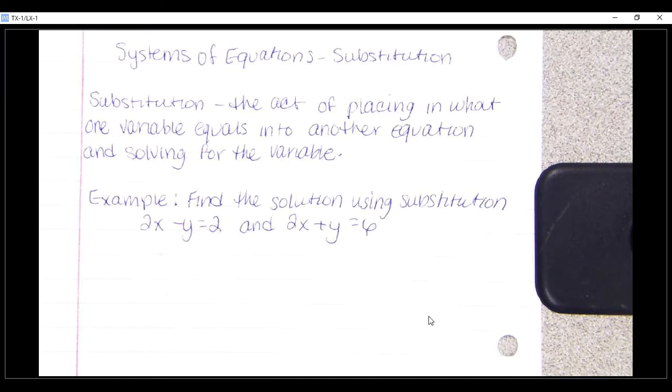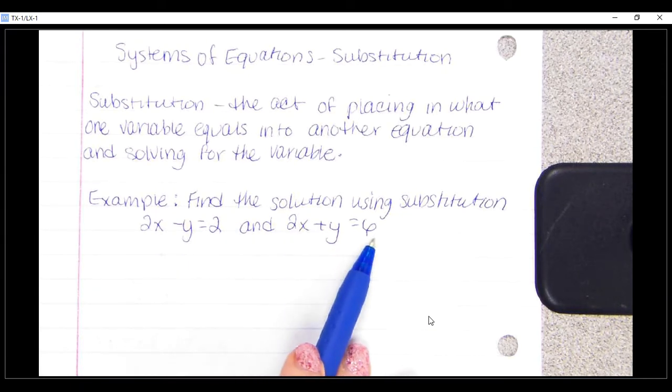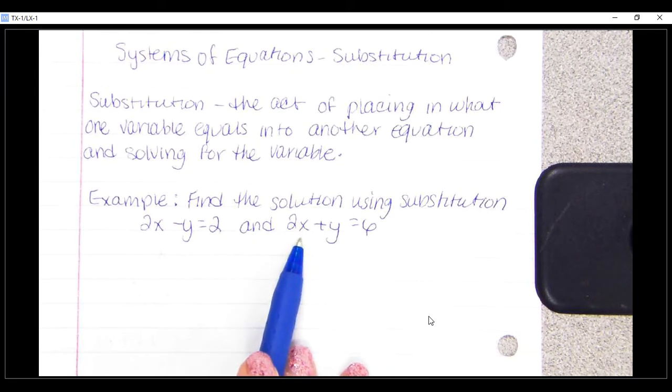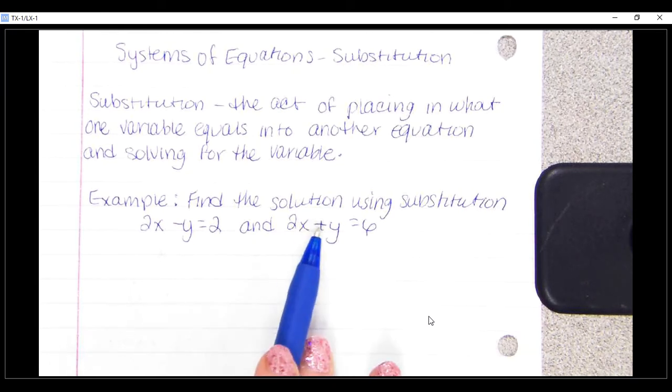So I can choose either one of my equations. Go with the simplest one. Try to find the equation that has a y all by itself or an x all by itself. It really doesn't matter. And if it doesn't have that, that's okay. Just pick one and then move on. So I have 2x minus y equals 2 and 2x plus y equals 6. If I'm doing this problem, I'm going to choose this equation right here because that y is all by itself. It doesn't have a negative. It doesn't have anything to go along with it.